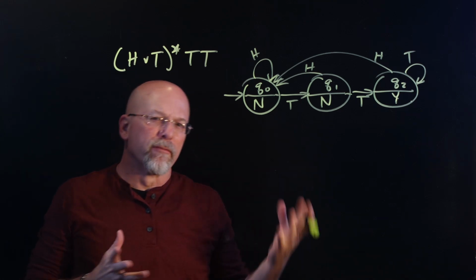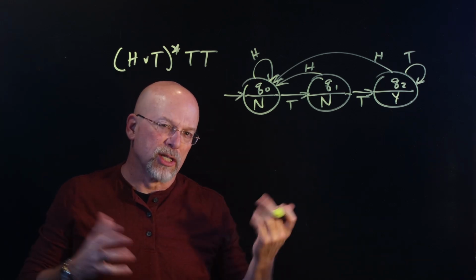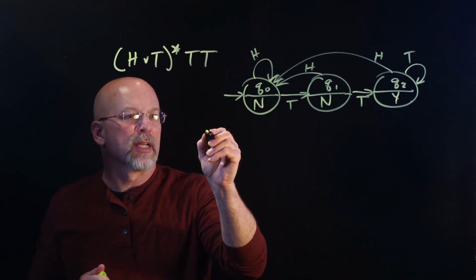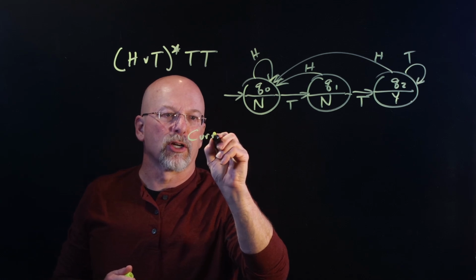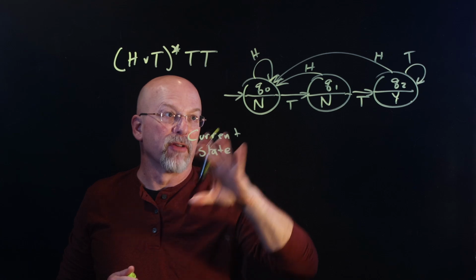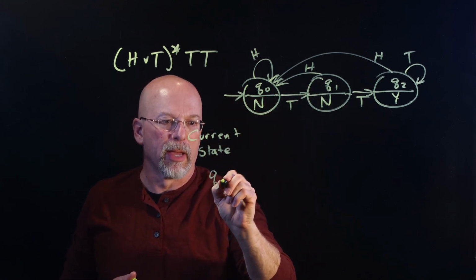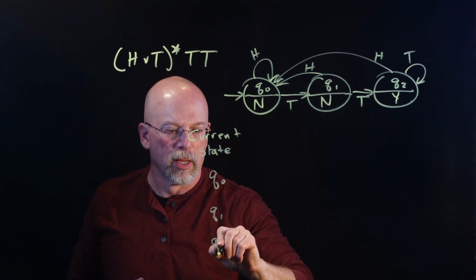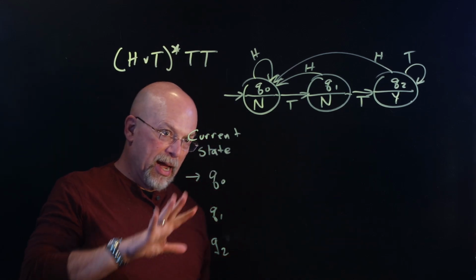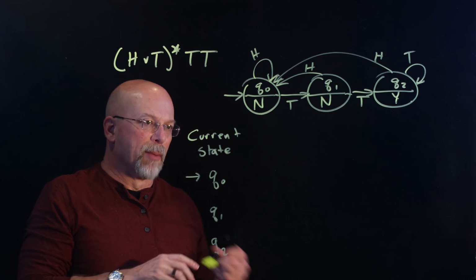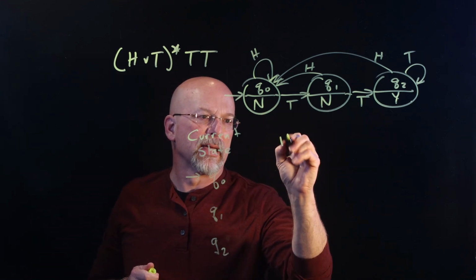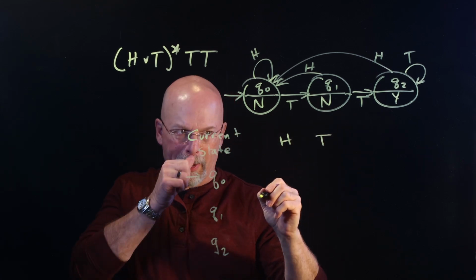Now, in order to do the conversion process from a Moore machine to a Mealy machine, we're going to use the transition table. And so the transition table, I had my current state. And in the case of this Moore machine, I had 3 of them. I had Q0, Q1, and Q2. My initial state is Q0. Now, the standard transition table, I have my list of inputs, all the possible inputs. So I've got my heads and I've got my tails.